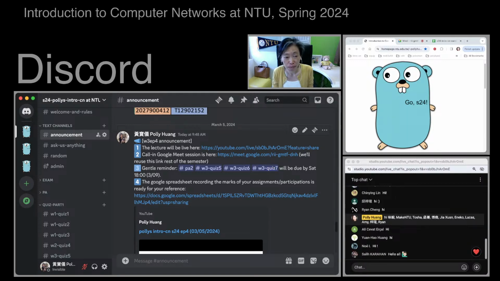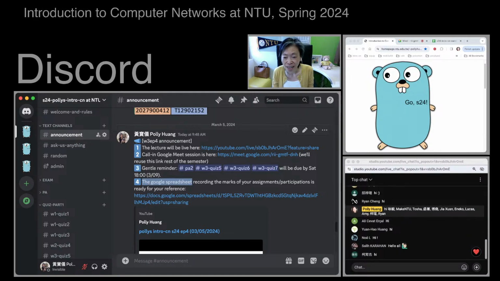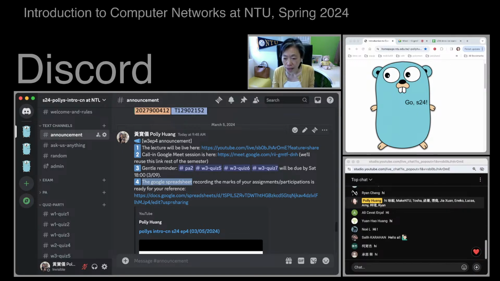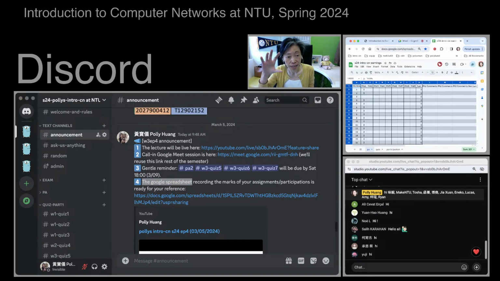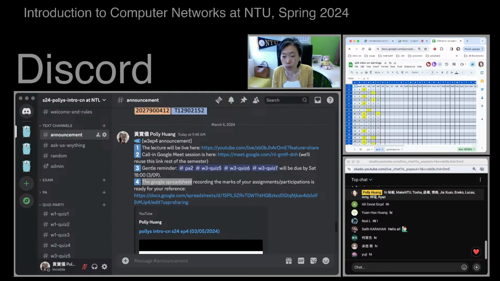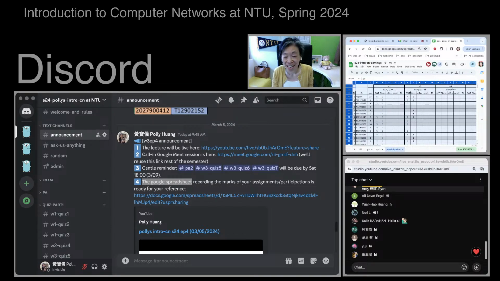What's new and special this week is this. There's a Google spreadsheet generated. If you click into this link below here, you should see this document. Look at the block on the upper right of your screen. It's a Google spreadsheet. There are 3 tables. First table is called PA. Second table is called quiz. Third table is called participation. I guess you figured out what they are, don't you?